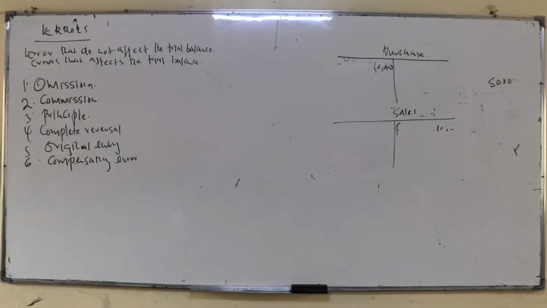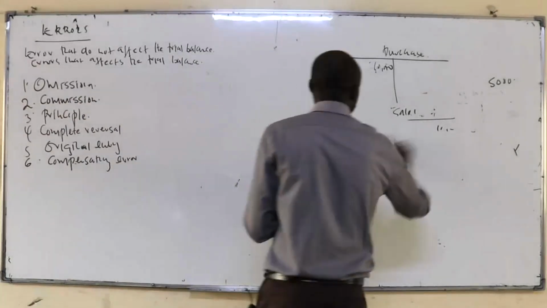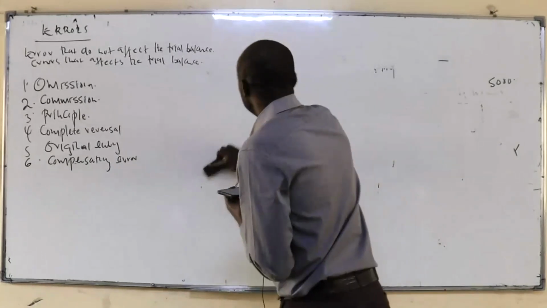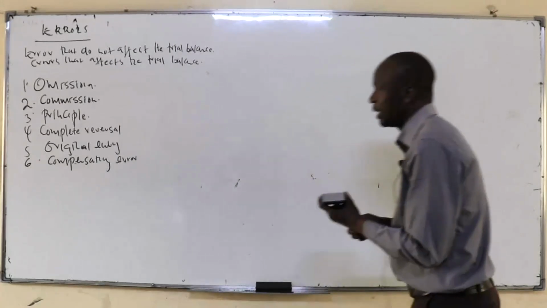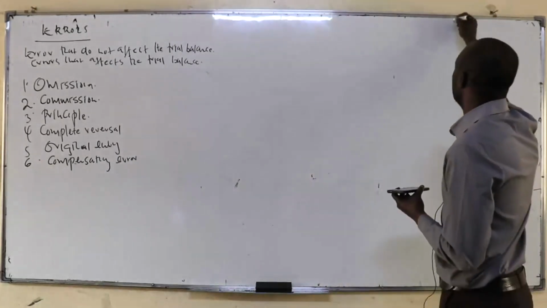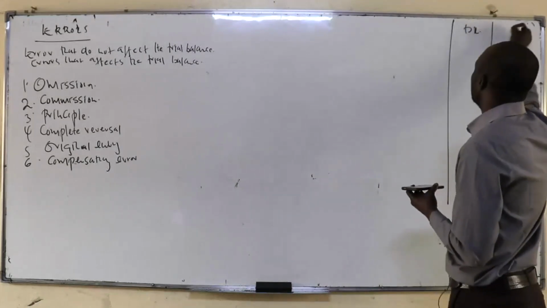So now when we are rectifying errors, we use what we call journal entries. When we are making corrections to errors, we use journal entries. So this is how the journal entries appear. This is the journal entry. The journal entry has a debit side and a credit side.